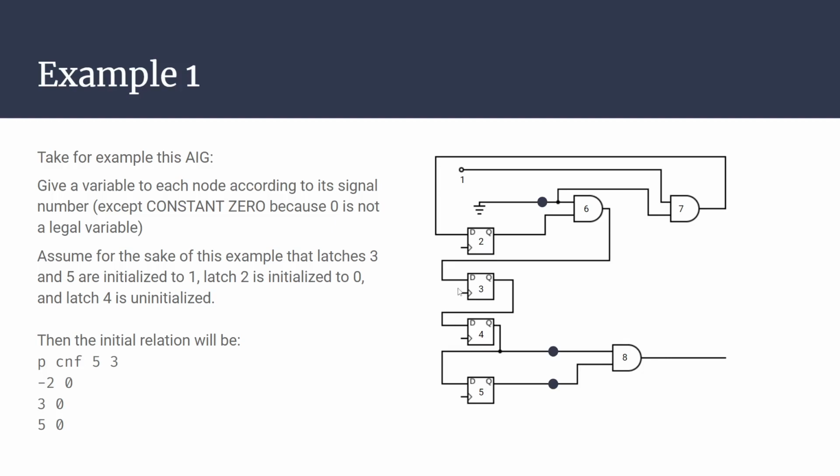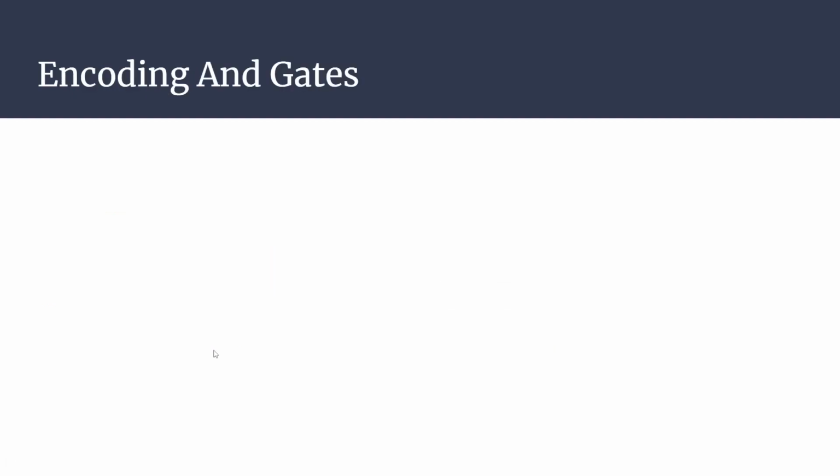Okay, so now we see that if you were to give this CNF an assignment, that assignment would make sense in the latches. And vice versa, if you were to give a legal starting latch configuration, and then you create an assignment from that, that assignment would satisfy the CNF. If you were to ask the SAT solver, give me an assignment that satisfies this, it would give you an assignment, and that would be a legal latch configuration. All right. Now, encoding AND gates.